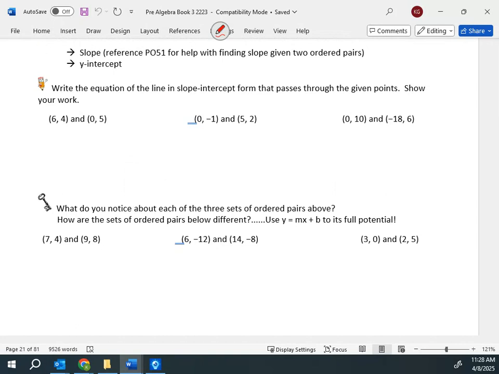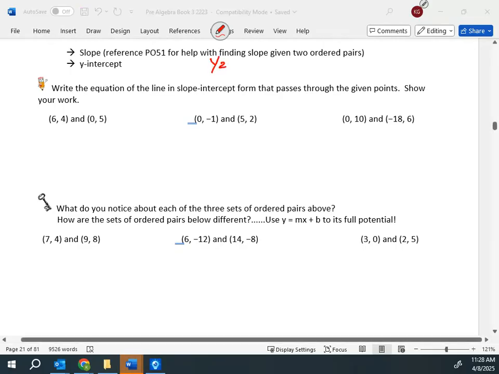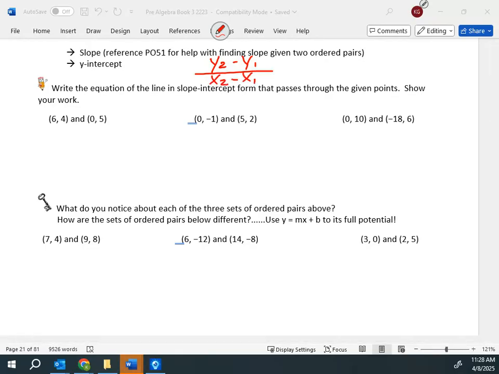Rise over run is when we have the graph. Who remembers how we do it with two ordered pairs, Vivi? Y2 minus y1 over what? X2 minus x1. Write it down. Thank you for reminding us how to do it, Vivi. Okay? This is going to be important. We need to be able to find that slope with those two ordered pairs.